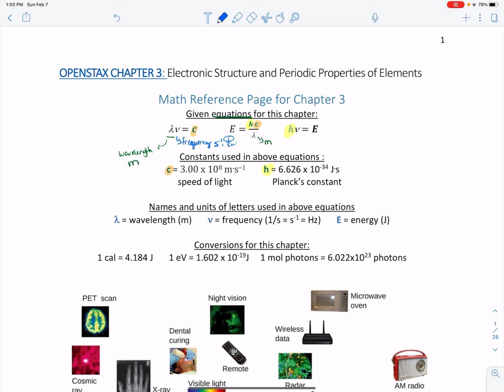Another unit that is used for frequency is hertz. You're probably familiar with that with the radio. So also over here, this is seconds to the minus 1 or hertz. That's the same thing. The constants are listed below.